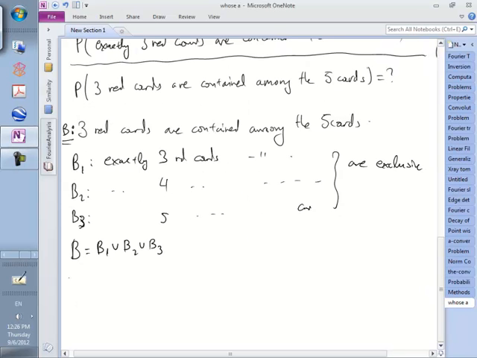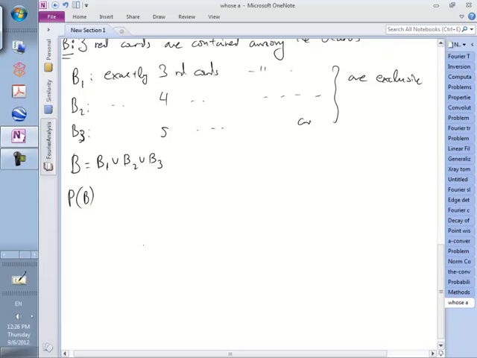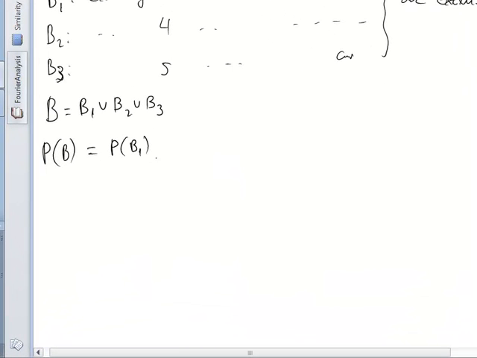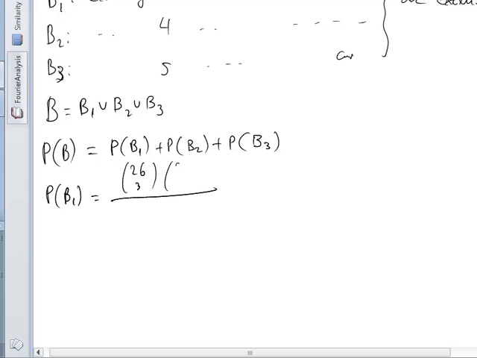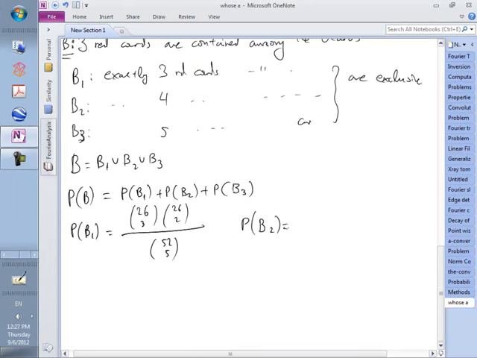So now the probability of B, which is what I want to calculate, is equal to the sum of the probabilities of the respective sets. And now I have to calculate the probabilities of the respective sets. Well, we've calculated the probability of B1. What is the probability of B1? We calculated before that it was 26 choose 3 times 26 choose 2 divided by 52 choose 5. So what is the probability of B2? You don't have to repeat all the arguments and write all we wrote before. You can say likewise, or in a similar fashion we derive that. What is the probability of B2 now?